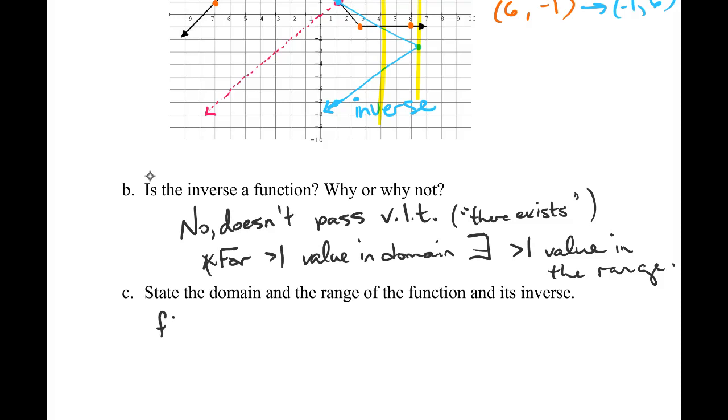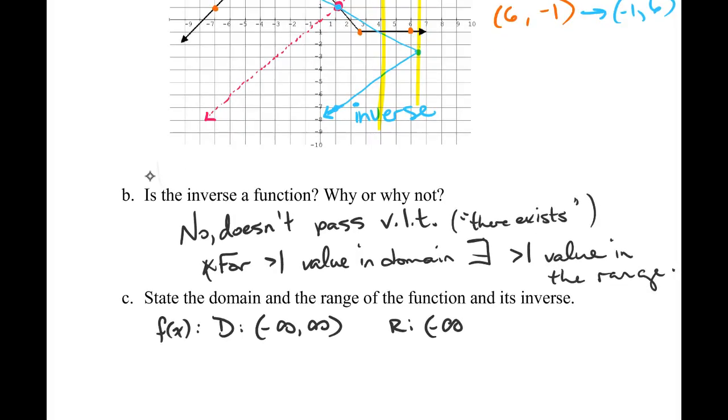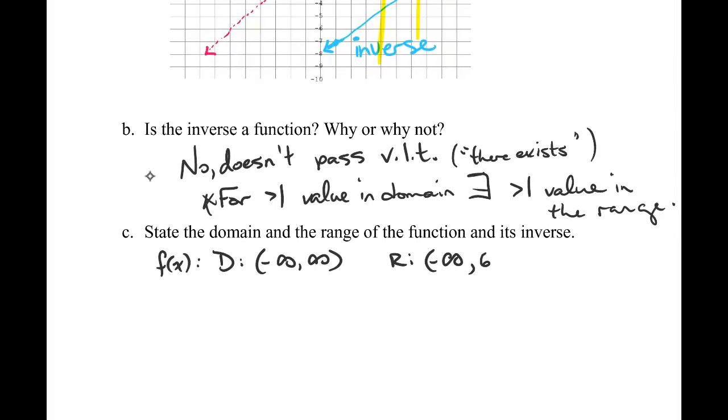So for my function, f of x, my domain is from negative infinity to positive infinity. My range is negative infinity because it extends downward forever, all the way up to a maximum of about 6.5. I'm going to define it as touching there.